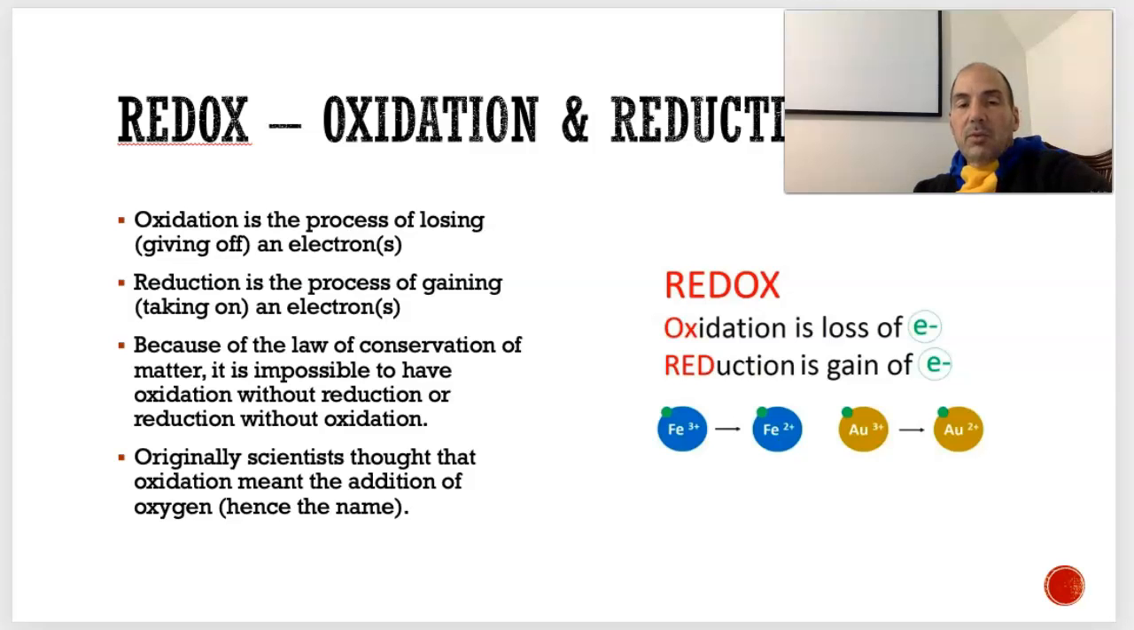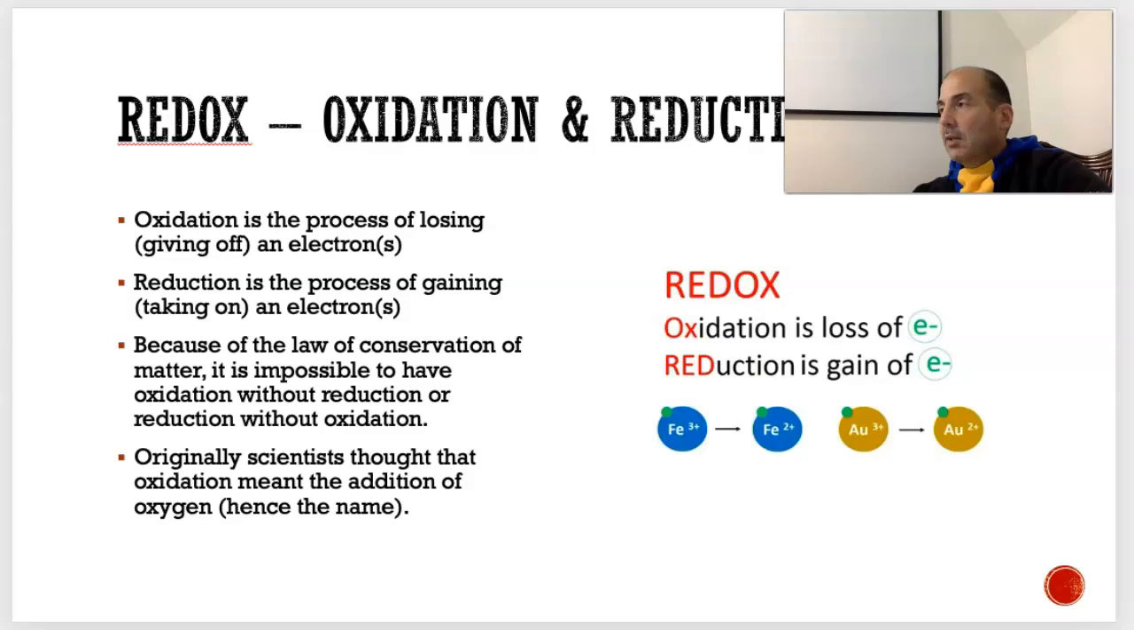Redox is short for reduction and oxidation, even though most people say oxidation and reduction, but they call it redox. Hey, go figure. Oxidation means that something is losing or giving off electrons. Reduction means that something is gaining or taking on electrons. We know the law of conservation of matter tells us that you cannot create or destroy matter, so something can't lose an electron unless something else gains that electron. Otherwise, we'd be losing it. So you can't have oxidation without reduction. You can't have reduction without oxidation.